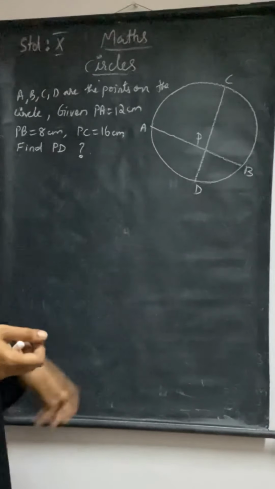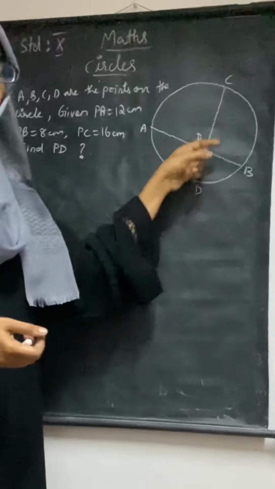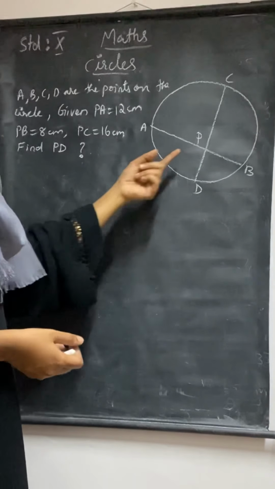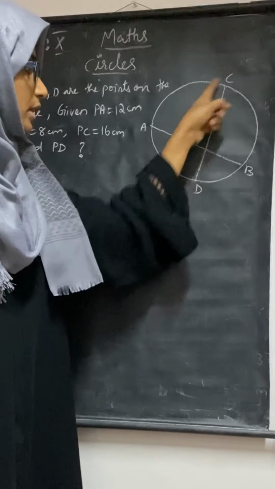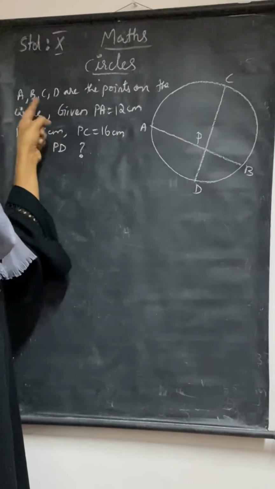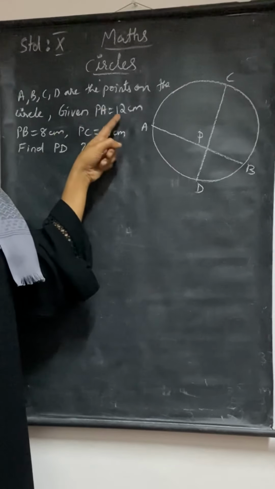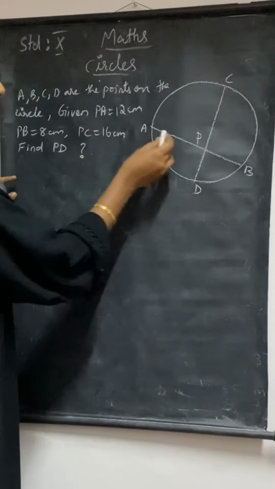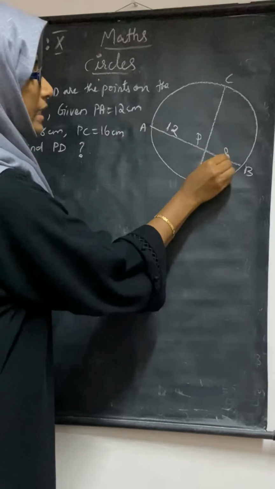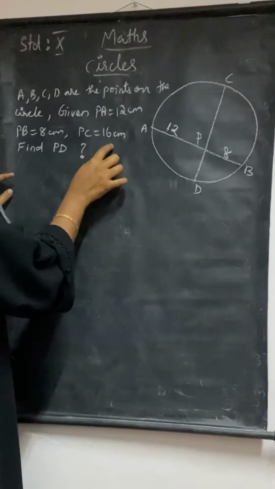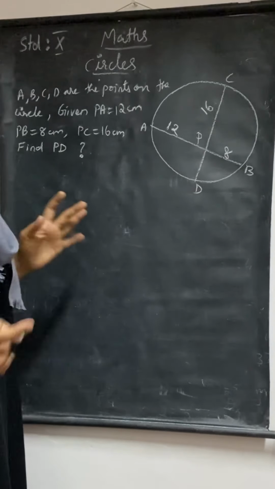Based on the figure, we are going to see one problem now. Just now we have seen the figure, a circle and the two chords you have. So we know what is the equation we studied now? PA into PB is equal to PC into PD. Now the question is, A, B, C, D are the points on the circle. Given PA 12 centimeter and PB 8 centimeter. PC 16, and find PD. PD is missing.